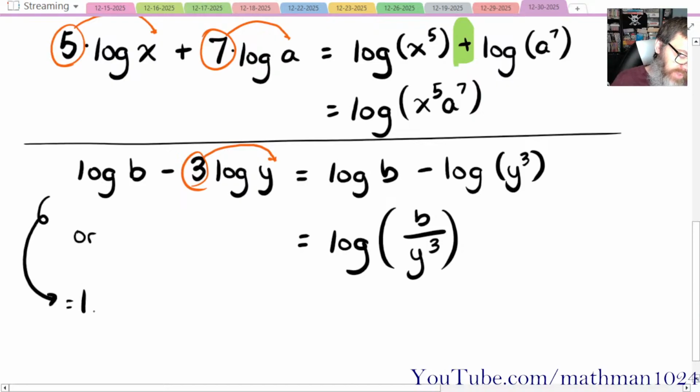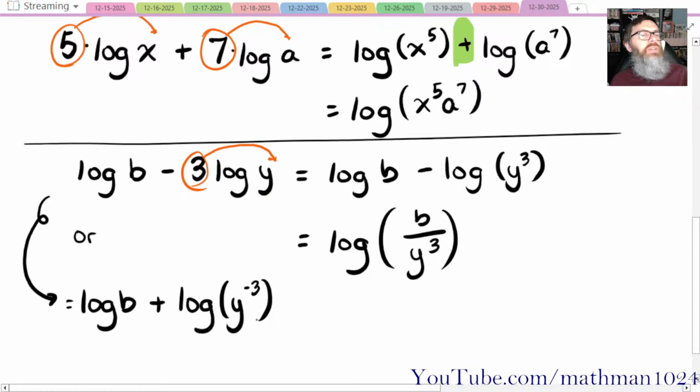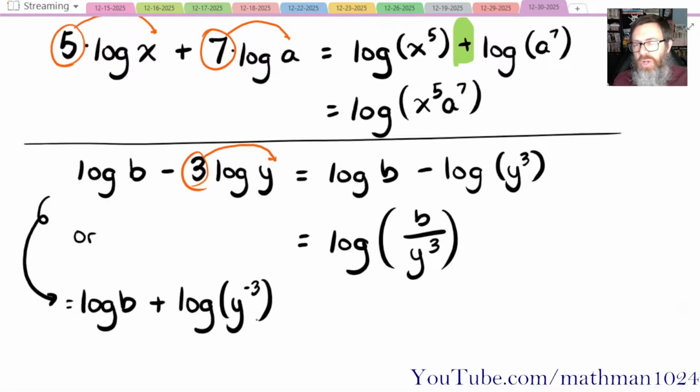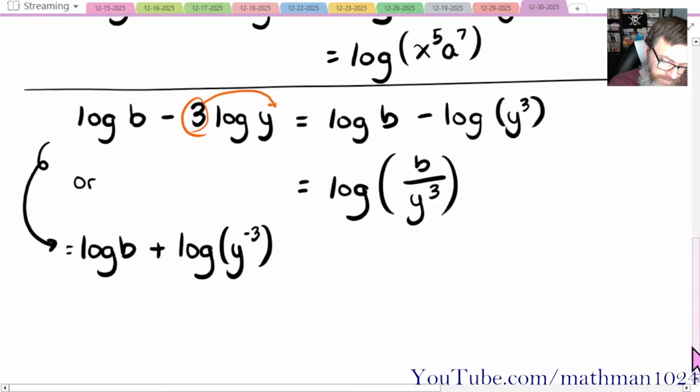I could have written this as log of b plus, I know it says minus, but watch this, I'm going to say plus log of y to the negative 3rd. So if I grab not just the 3, but also that sign, that negative, it becomes log of y to the negative 3rd.